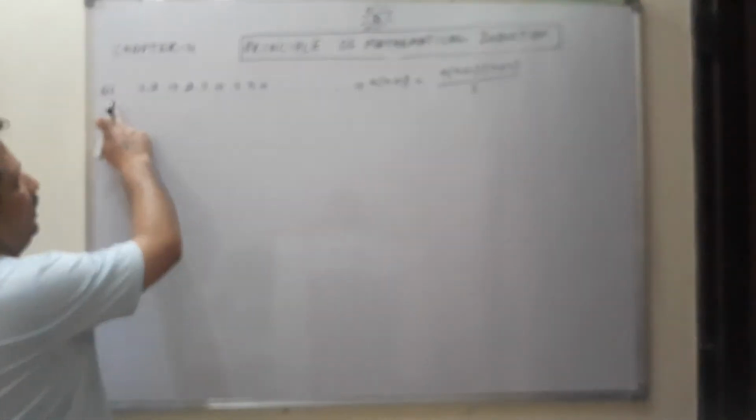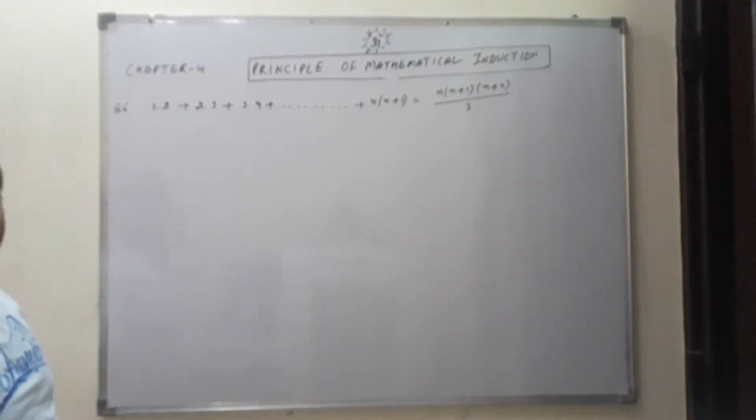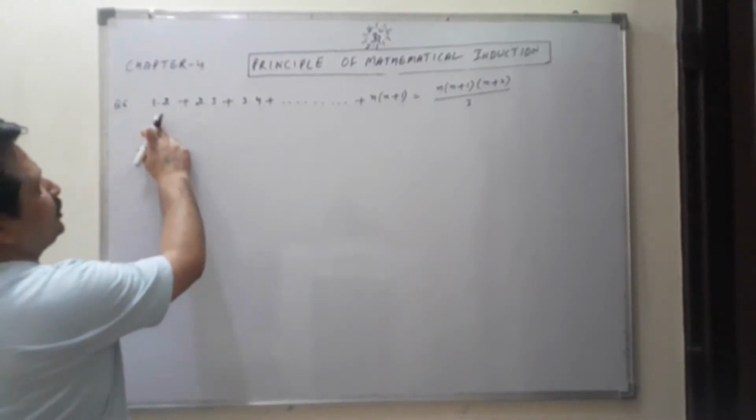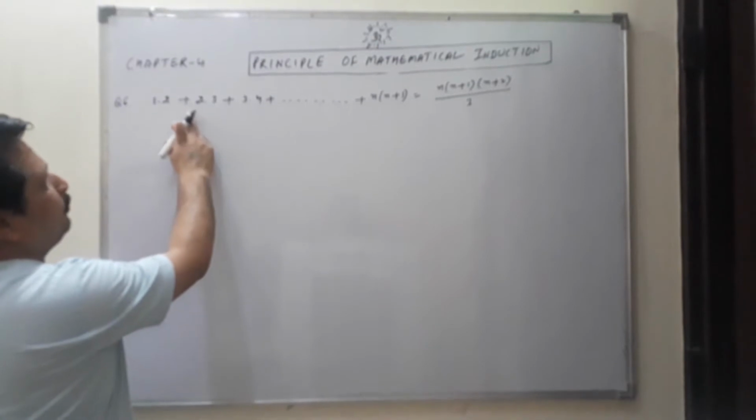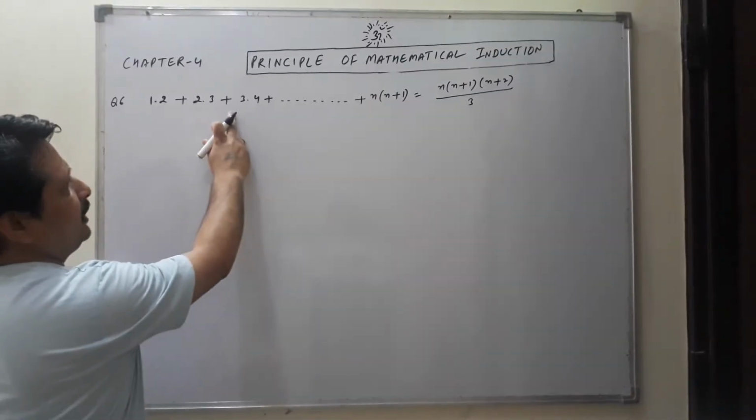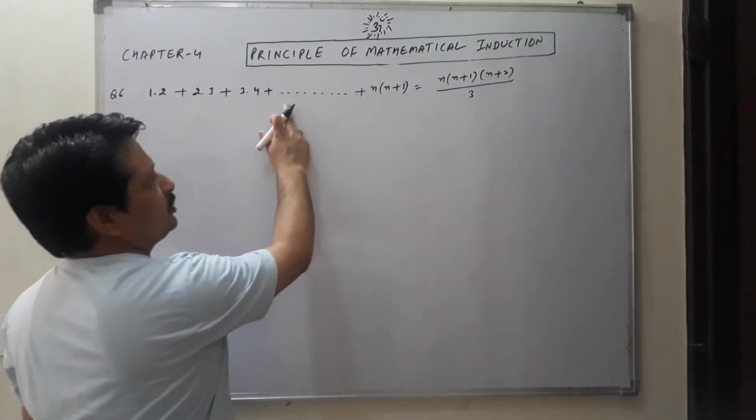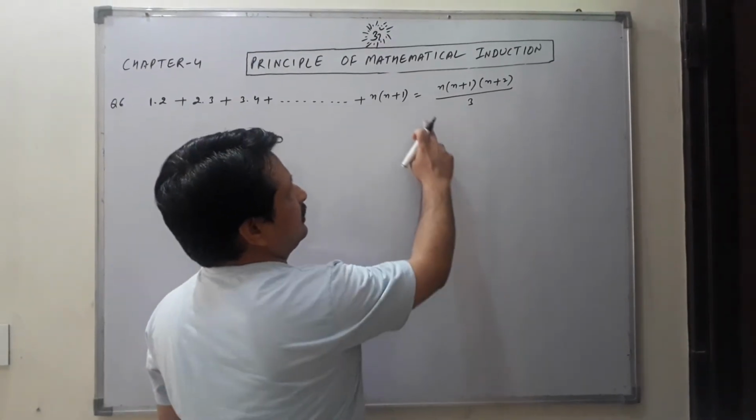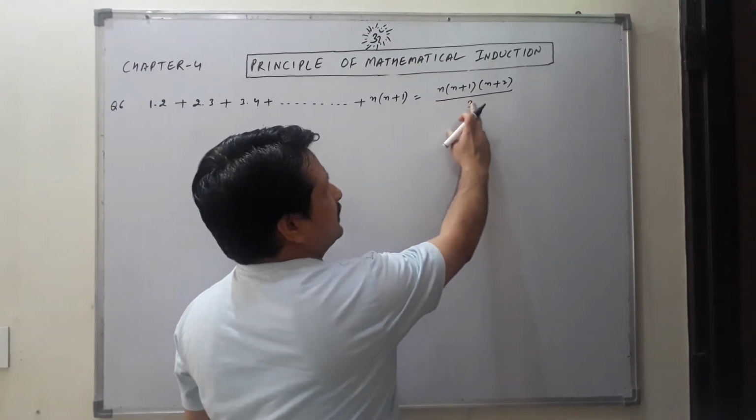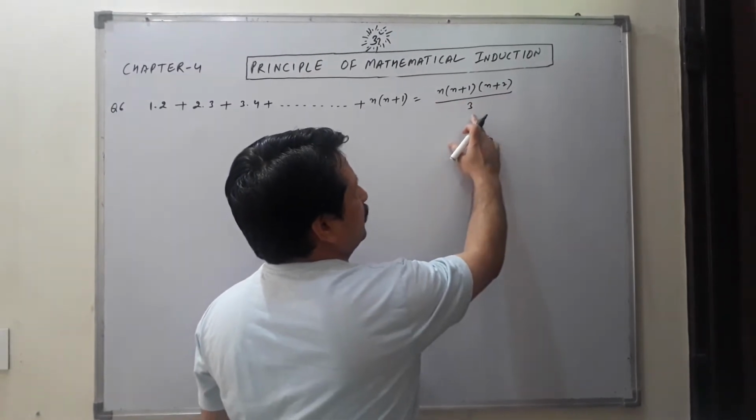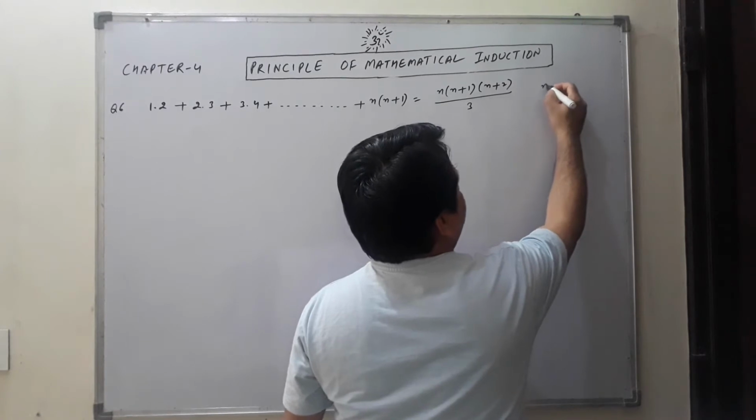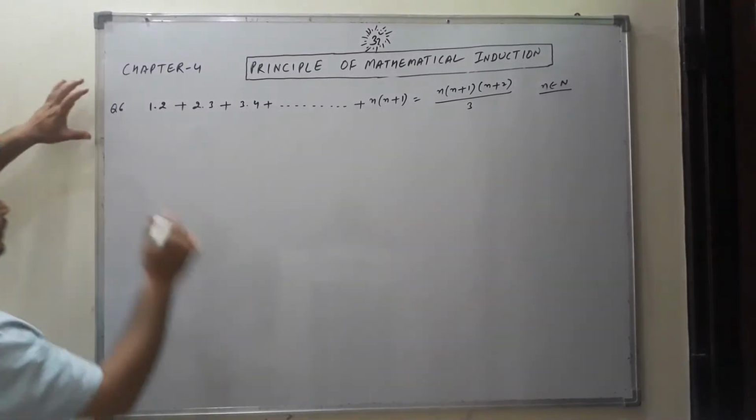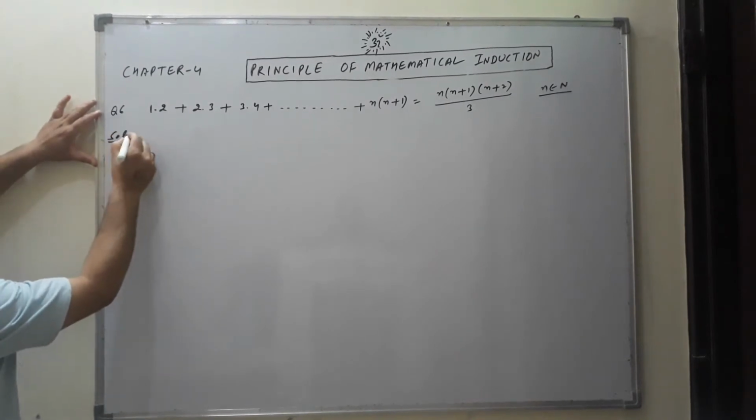Students, let us continue with question number 6 of chapter PMI. Our question is 1 into 2 plus 2 into 3 plus 3 into 4 plus so on plus n into n plus 1. This is equal to n into n plus 1 into n plus 2 upon 3, where n belongs to natural numbers. So let us come to the solution.